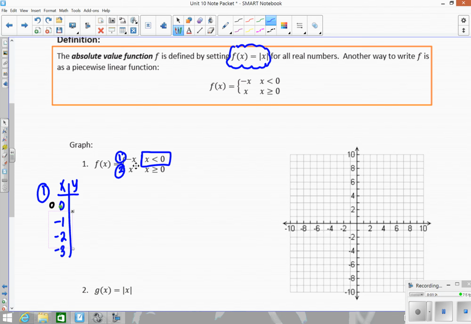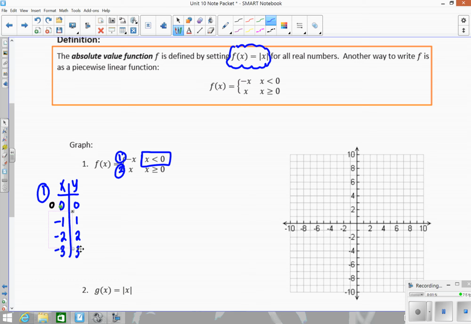So we plug in negative 0. We don't really have a negative 0, so we just call it 0. Negative times negative 1 is going to be a positive 1. Negative times negative 2 is going to be 2. And a negative times negative 3 is going to be positive 3. So basically I'm taking each of these negative numbers and they become positive because I'm multiplying by a negative.